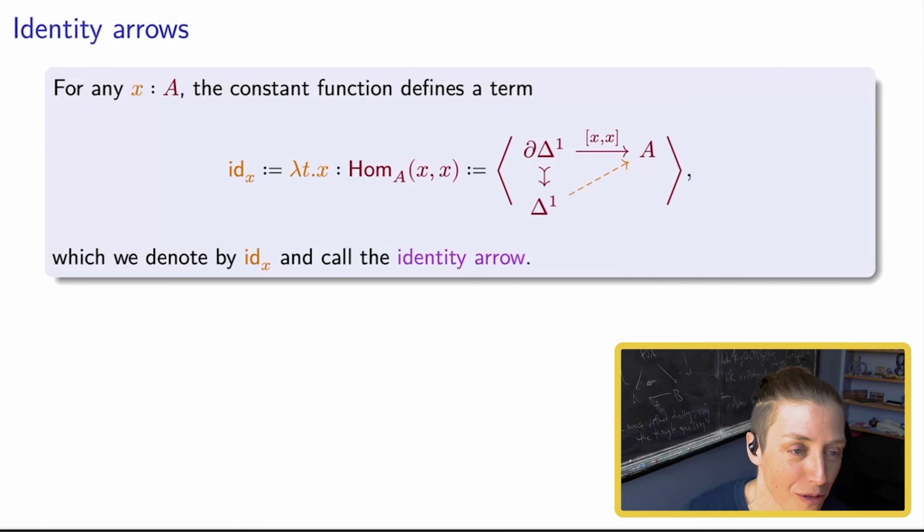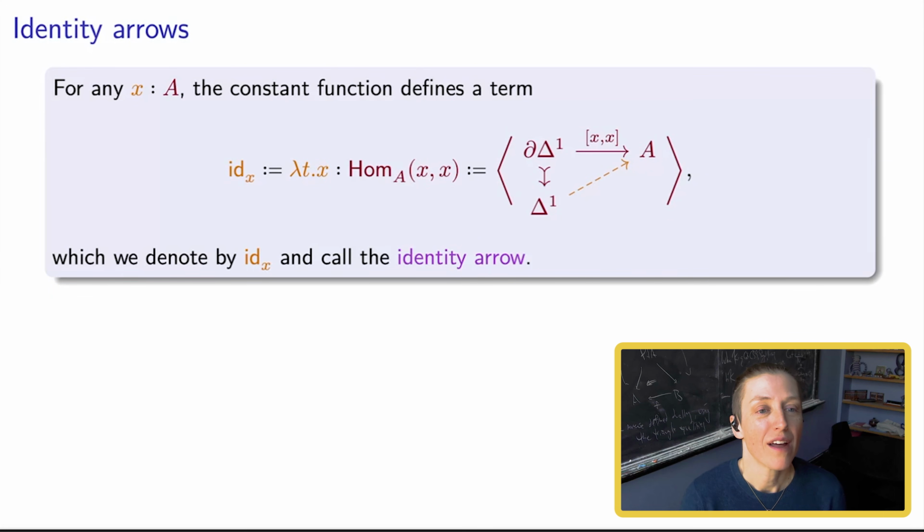So I can prove in this framework that any type has an identity arrow. So for any X, what I'm looking for is a sort of canonical arrow from X to X that will be the identity arrow. And I can define that just as the constant function. So the way I construct a term of one of these extension types is I need a function that takes an arbitrary term in this shape delta 1 and returns a term of type A, but I'm just going to use the constant function. Just always send it to X, and I'm going to call that the identity arrow.